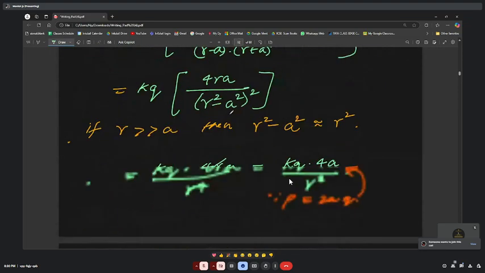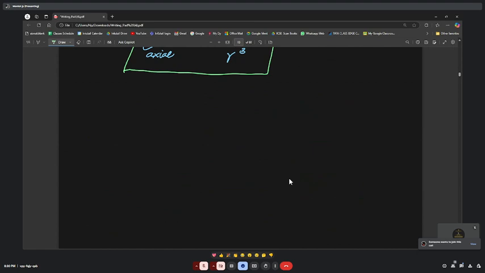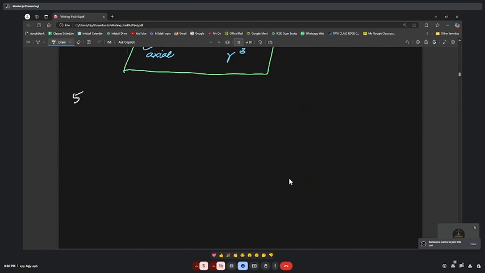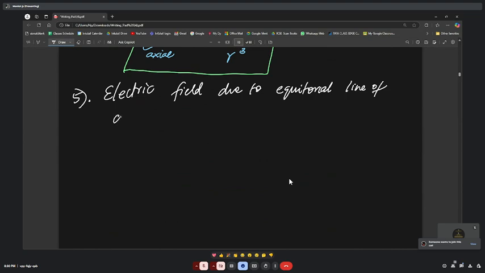So now we'll move on to the next concept, the fifth concept. So these are all concepts which we are seeing. It's a new concept. So again, we are now seeing the electric field due to equatorial line of a dipole. Okay, so equatorial line of dipole.